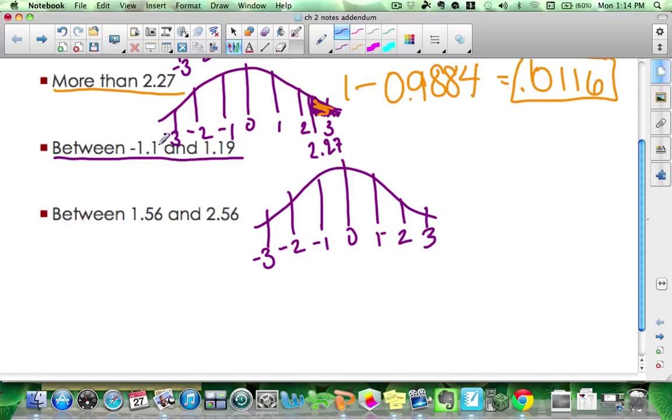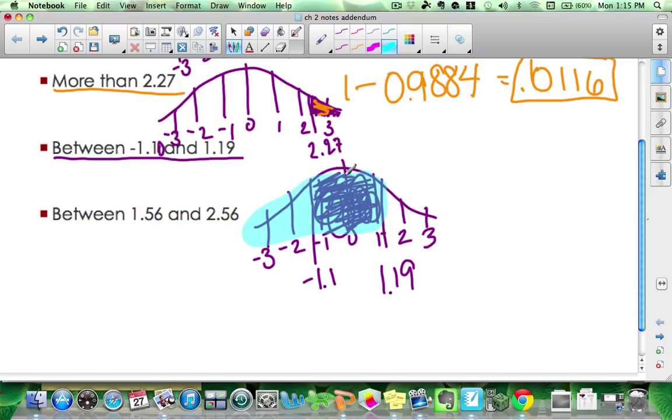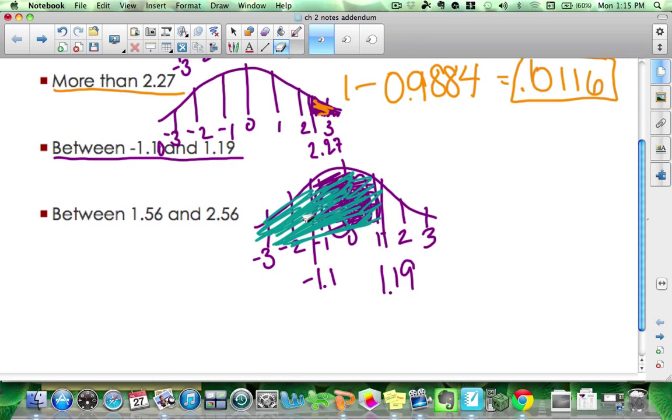Negative 1.1, now remember that's negative 1.10, the hundredths place is 0 there. And positive 1.19. And between means I'm going to shade between those two. What you have to do to use the tables to find a between area, you're going to look up the larger of the two, so in this case 1.19, and then you're going to subtract whatever is less than that, the negative 1.1. So essentially I'm going to look both of these up and subtract them, because looking up 1.19 is going to give me all of this, because I shade to the left, and then subtracting the area that's less than negative 1.1 is going to get rid of all this and leave me what's in the middle.